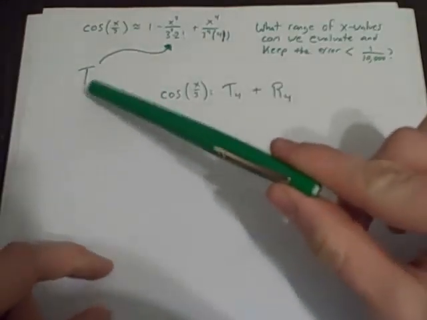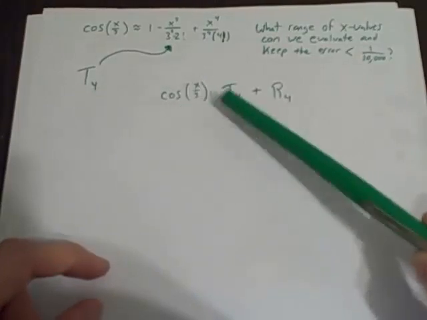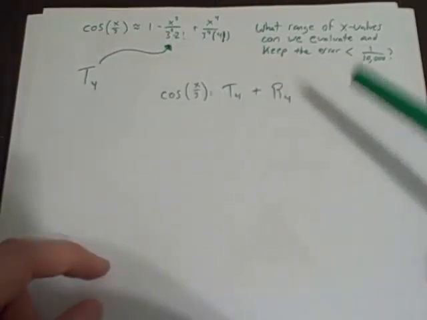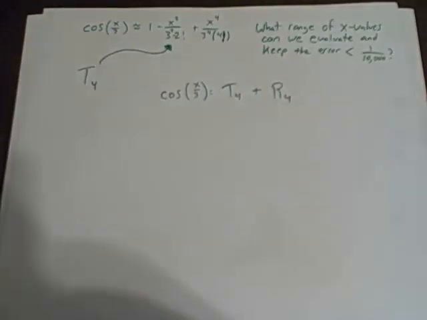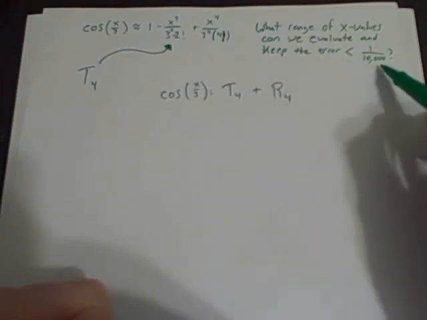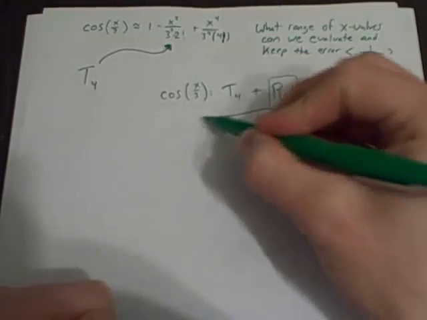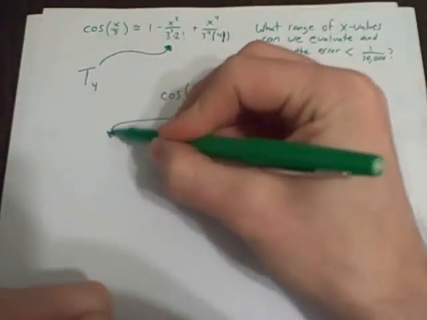So we've decided this is a fourth degree Taylor polynomial. That means our original function is equal to our polynomial plus the remainder on the fourth degree Taylor polynomial. So we want to keep this remainder, which is the error, smaller than 1 over 10,000. So let's figure out what this error is equal to, so that way we can set it less than 1 over 10,000.